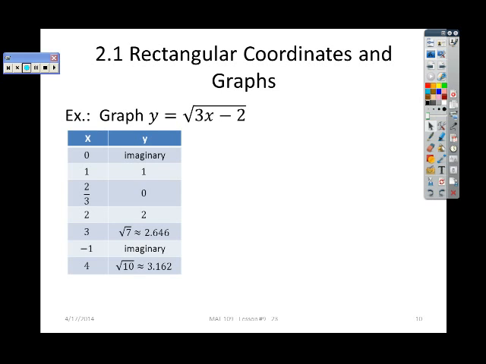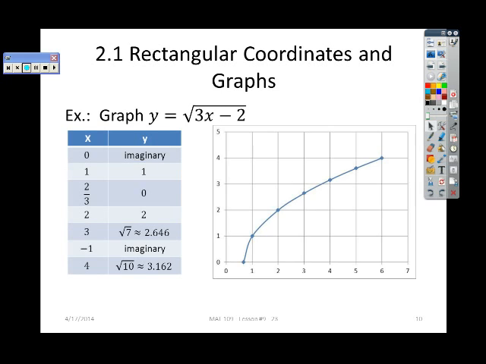Notice minus 1 is also going to be imaginary. So from this, I have established that I can't use negative numbers. If you do this one, and this one, and then you can't do this one. Do this one, and this one, and graph it, then decide whether you need to do more. The first 3, this one, and this one, would be these 3 points. The 2/3, the 1, and the 2.